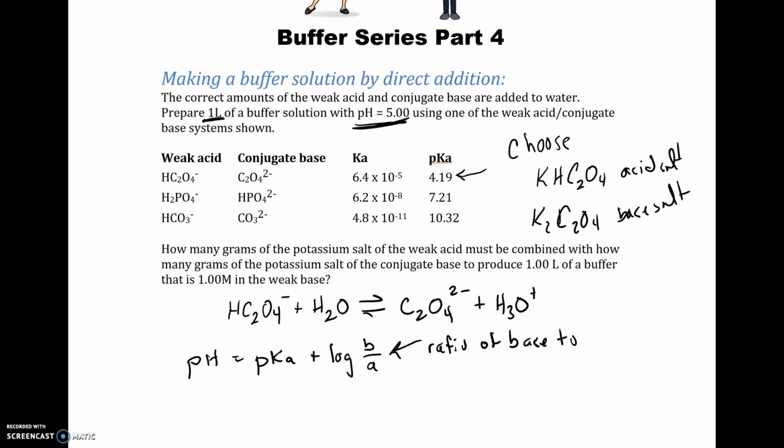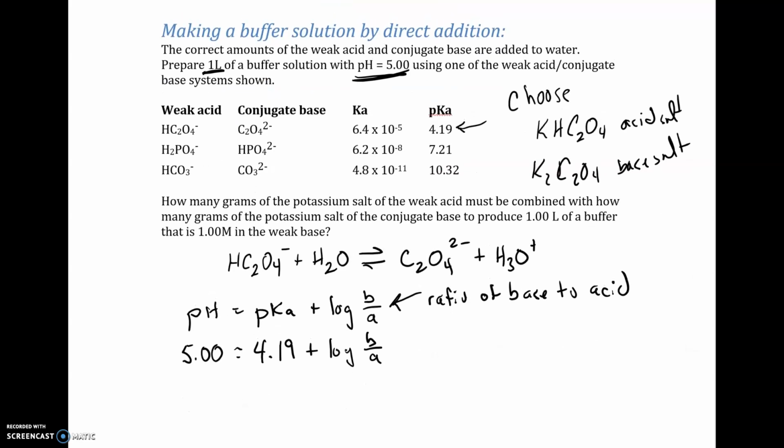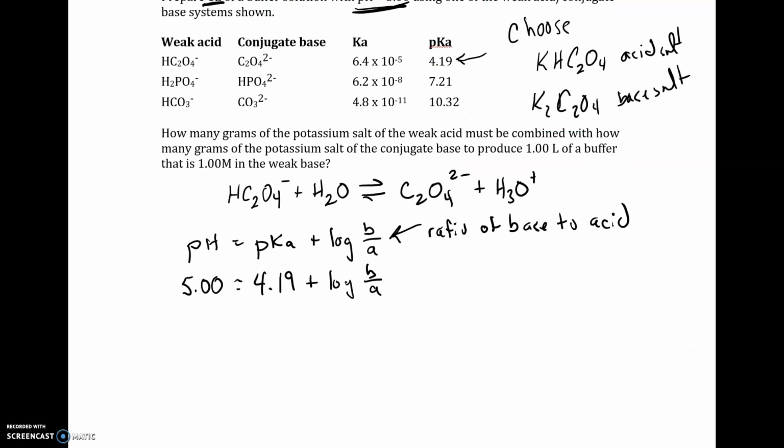We're going to use the Henderson-Hasselbalch equation. We know the pH we want. We know the pKa of the system that we chose. And what we're going to solve for is base over acid, the ratio of our base over our acid. The way I'm going to do this mathematically is I'm going to subtract 4.19 from both sides, and then take the inverse log, base 10. That's going to leave me with a base over acid value, and the number I got was 6.46.